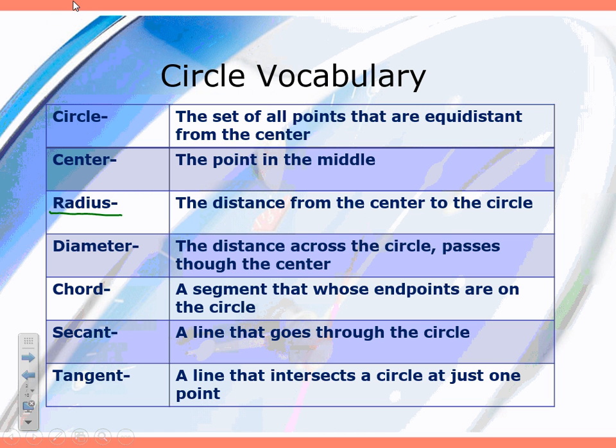A chord is a segment whose endpoints are on a circle. So it doesn't go through the center, but it does touch two parts of the circle. A secant is a line that goes through the circle. A chord is a segment, a secant is a line. And last but not least, we have a tangent. It's a line that intersects a circle at just one point. Please make sure that you have all of this written down before you move on.